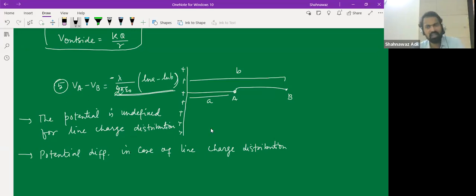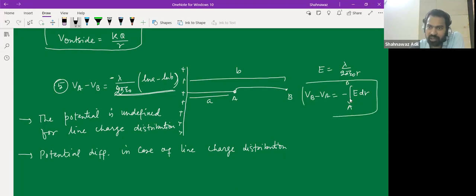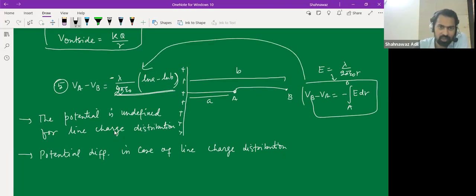So we can also derive this like this. The electric field is lambda by 2 pi epsilon naught R, right? And we can calculate VB minus VA from A to B of minus E dr. So in this way, we know the value of electric field and we can derive it. But remember, in this case we are taking the charge from B to A, and in this case we are taking the charge from A to B. So this was the electric potential for the line charge.